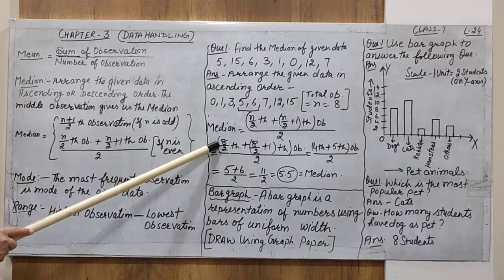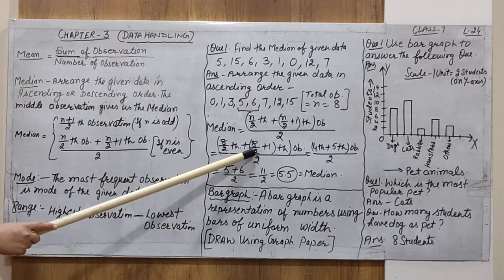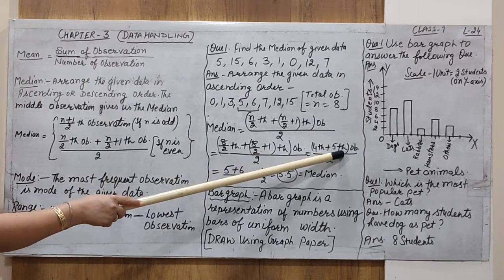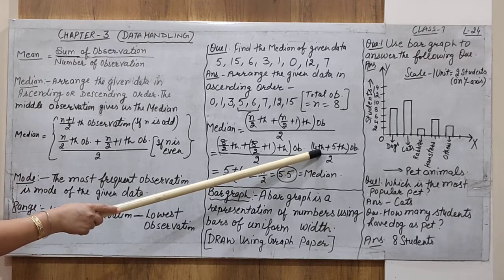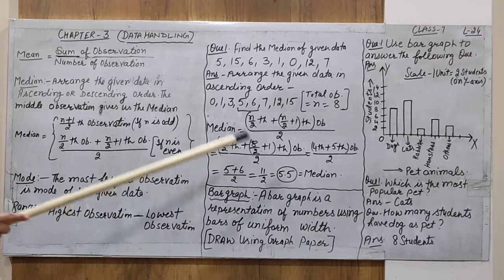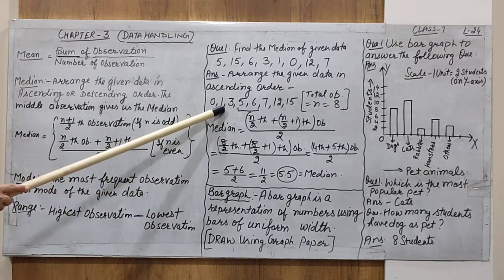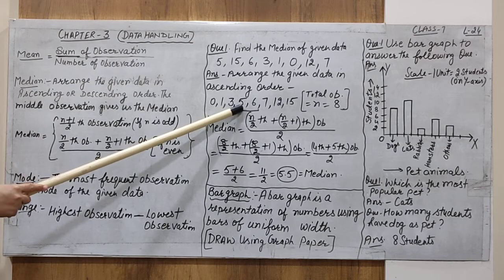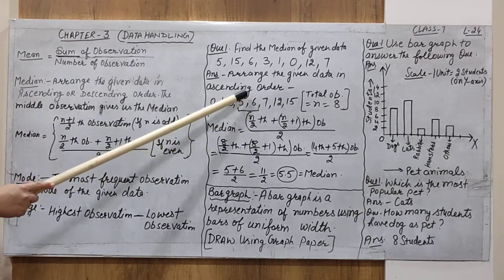Now, what is the value here? That is the 4th observation and 4 plus 1, that is the 5th observation, divided by 2. Now, what is the value of the 4th observation? 4 is not the answer. 4th is the position of the observation in the ascending order: 1, 2, 3 and 4th. The 4th observation is 5 and the 5th observation is 6.